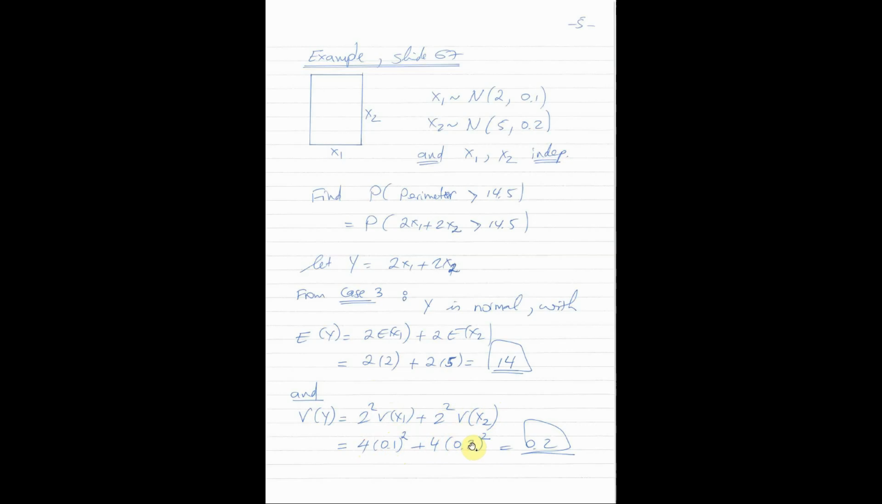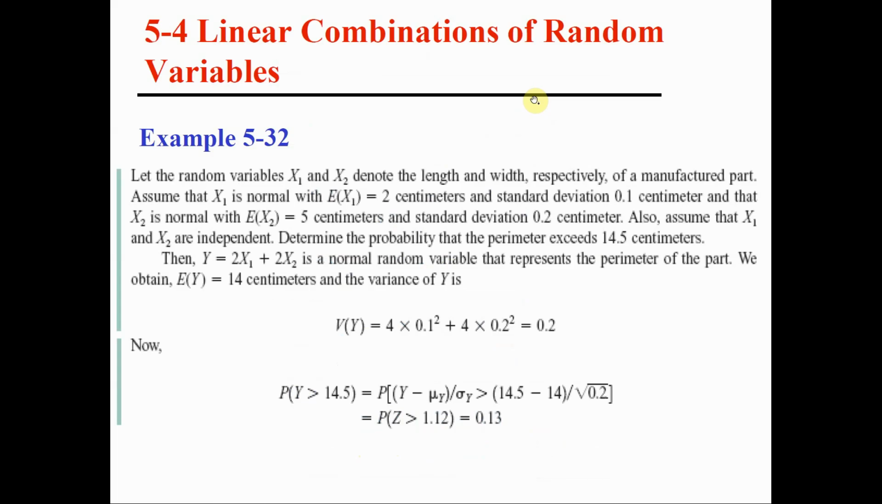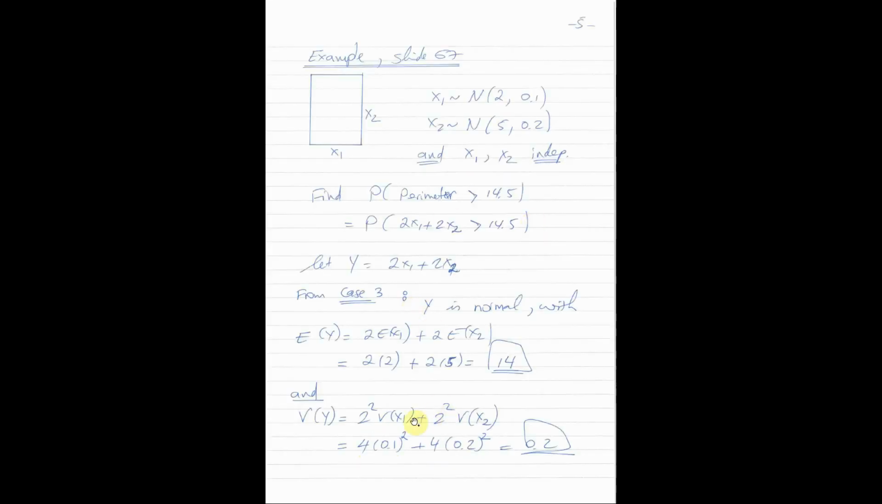But we have to keep in mind that what was given in the question was the standard deviation. Let's have a peek here. The standard deviation is 0.1 and the standard deviation is 0.2. But what we need in the formula is the variance, so variance of X1 and variance of X2. So we need to square the 0.1 and the 0.2, and this becomes our correct formula. So 4 times 0.1 squared plus 4 times 0.2 squared, and the answer is 0.2.